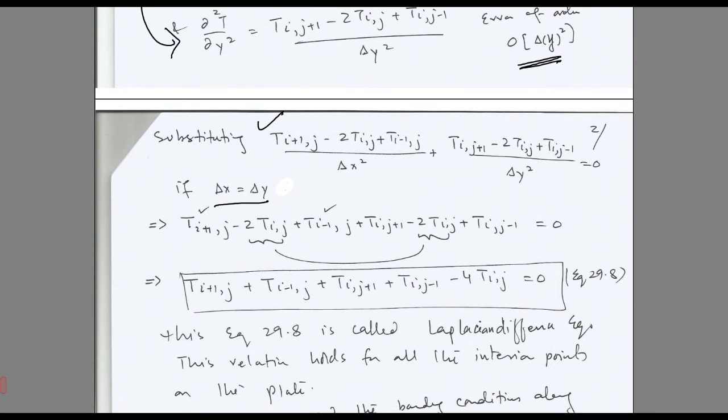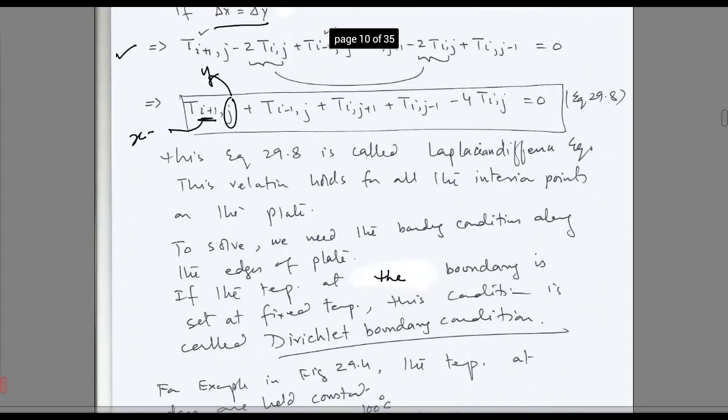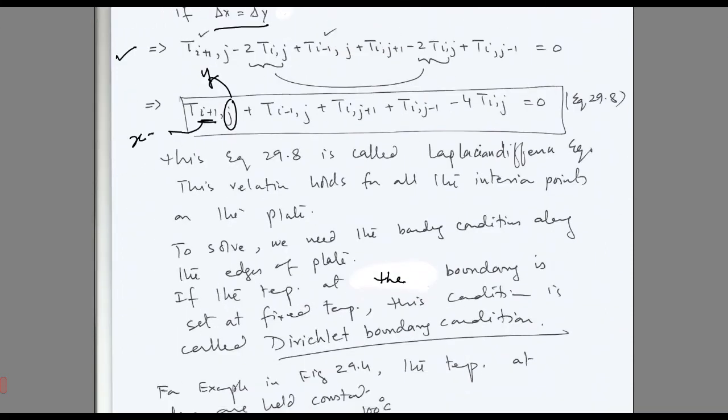We will make some rearrangement here, and so we will have T i plus 1 j, T i minus 1 j, T i j plus 1, T i j minus 1 minus 4 T i j. Keep in mind that i plus 1 is used for the x direction, while j is used for y. So this is called the Laplacian difference equation, and this equation holds for all interior points.